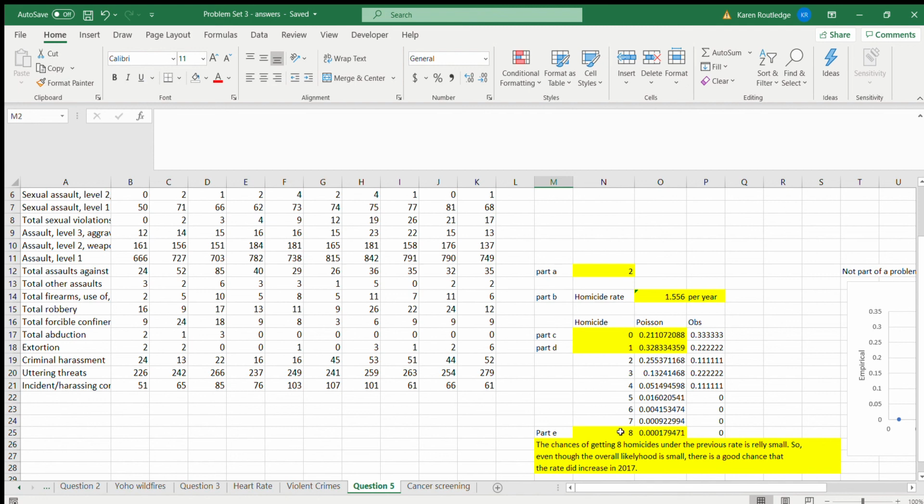We ask, well, what is the probability of getting 8 homicides using this rate, prior to 2017? And we see it is a very small probability. So the chances of getting 8 homicides under this rate is really small. Apparently I can't spell really. So even though people were correct and the overall chances of being murdered are small, there is a good chance that the underlying rate, this 1.56, did change in 2017. So that was that.